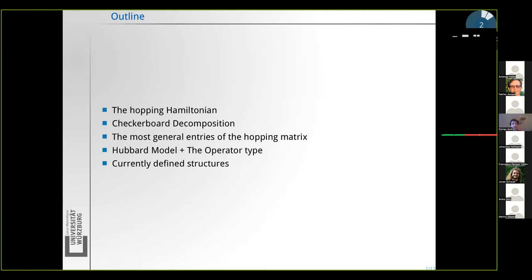What are we going to talk about today? We will work out from the general Hamiltonian the hopping Hamiltonian, what its general structure is. We will do a brief overview about the idea of the checkerboard decomposition. I will talk a bit about the entries that go into the hopping matrix, and then we work on the toy example again, how the hopping matrix looks for the Hubbard model and the operator type that we use here. And then at the end, I will give you an outline of the currently predefined structures that you can use.